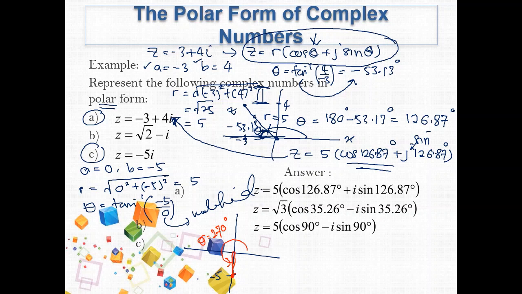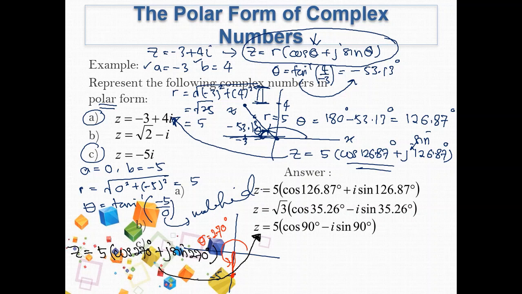So you can write the answer: z is equal to 5 cos 270 plus j sin 270. Or if you look at the answer here, they use 90 degree.